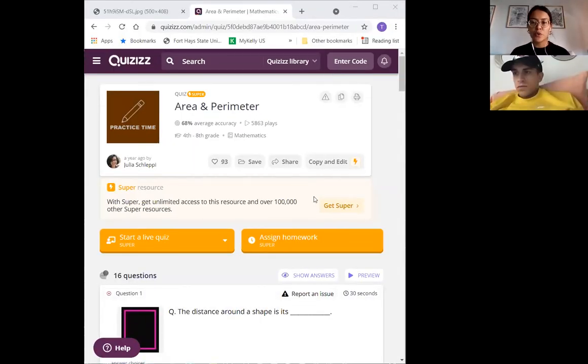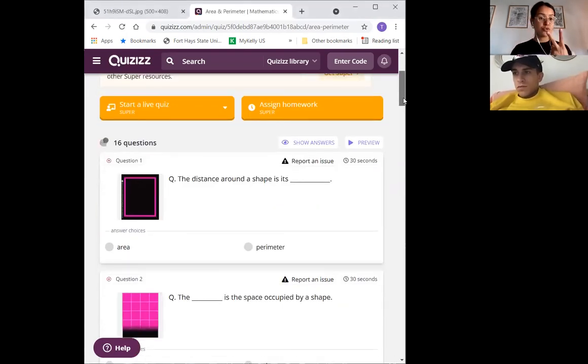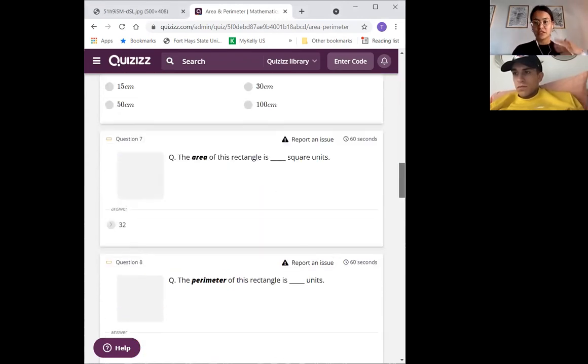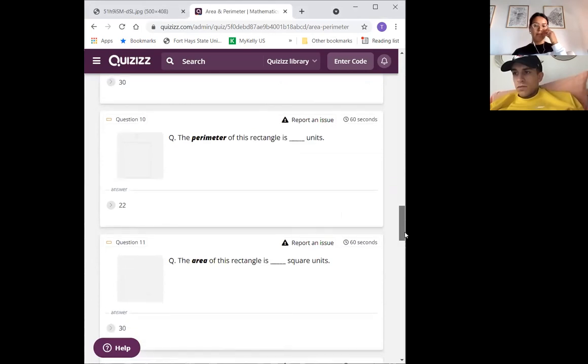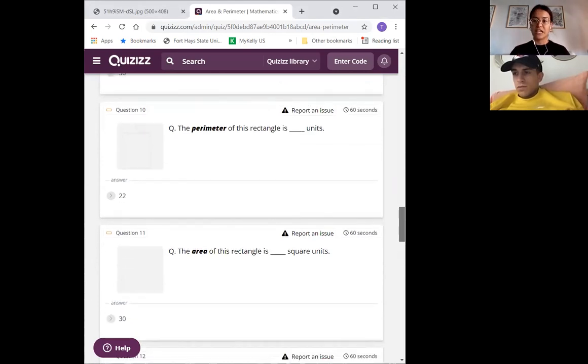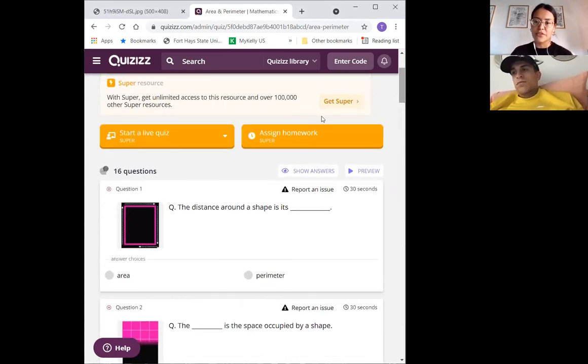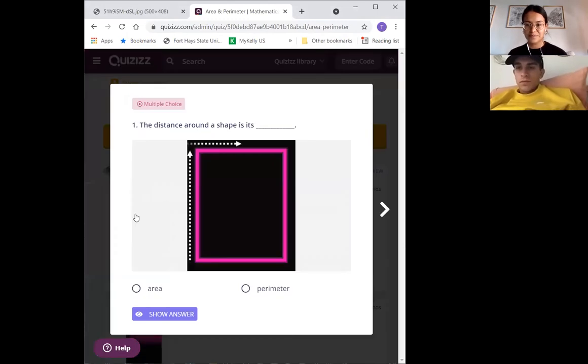So let me go ahead and share my screen. Here we go. Okay, so this is a very cool questionnaire. There are different true or false, or 2 multiple choices, or even 4. So it could confuse the kids a little bit, but if they understand area and if they understand perimeter, it would be pretty easy for them to figure it out. For example, this question, let's go ahead and do that one.